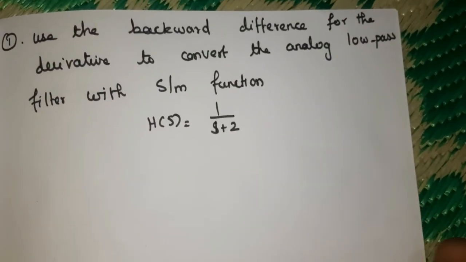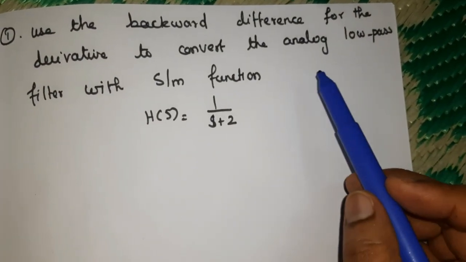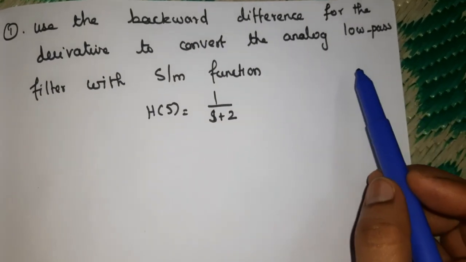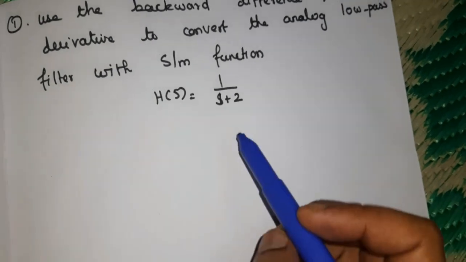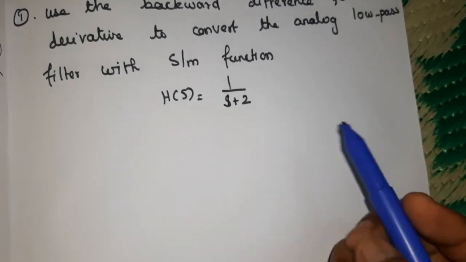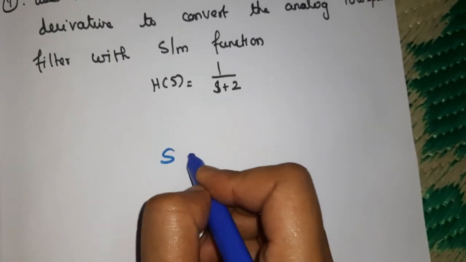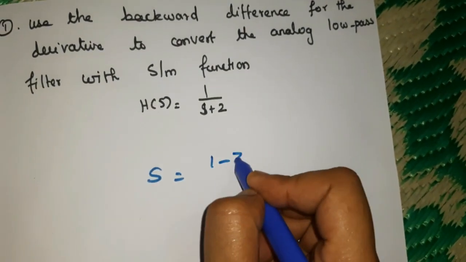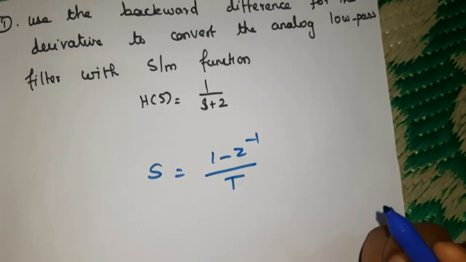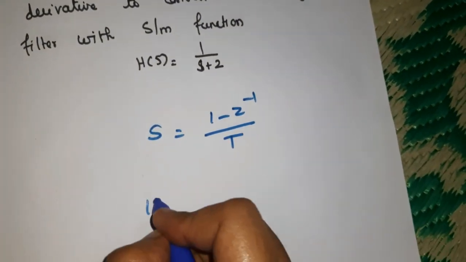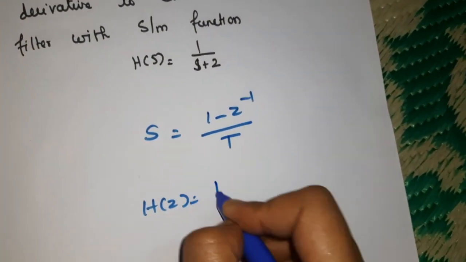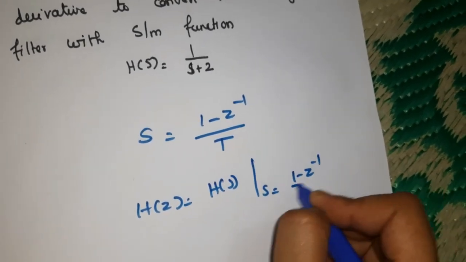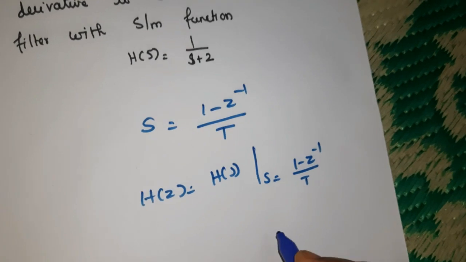Now we solve the problem. First one is: use the backward difference for the derivatives to convert the analog low pass filter with system function H(s) = 1/(s + 2). We know the backward difference, so s = (1 - z^-1)/T. So here H(z) is equal to H(s) when s = (1 - z^-1)/T.